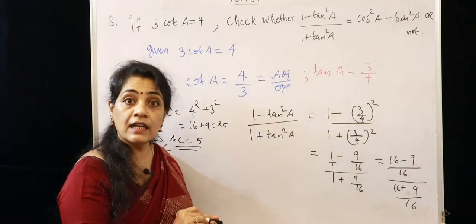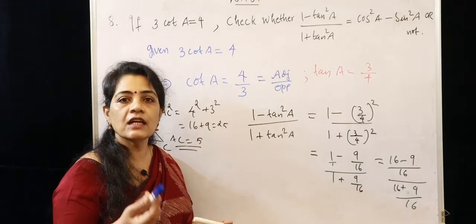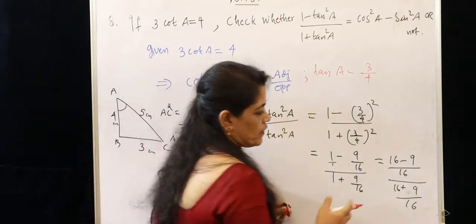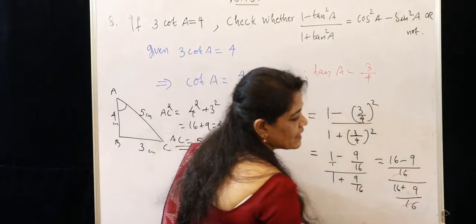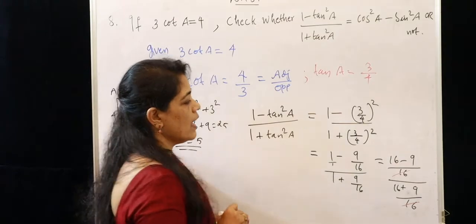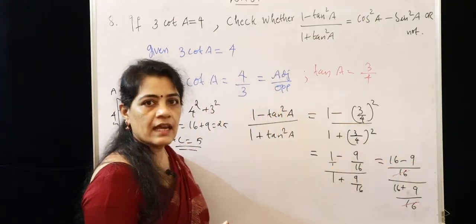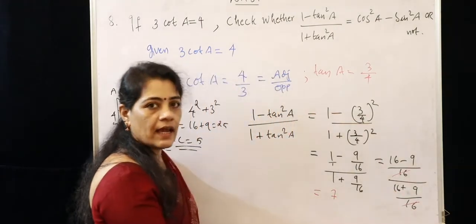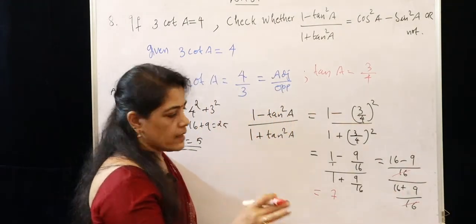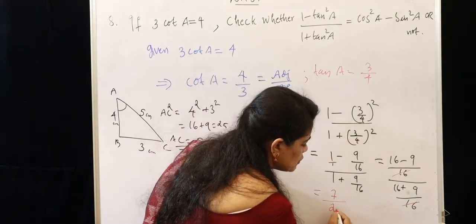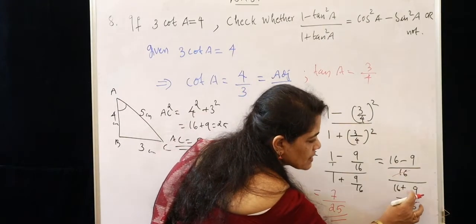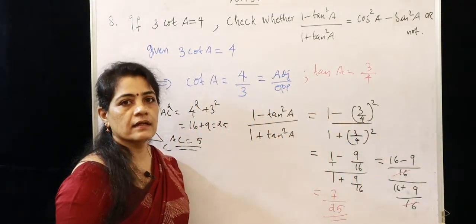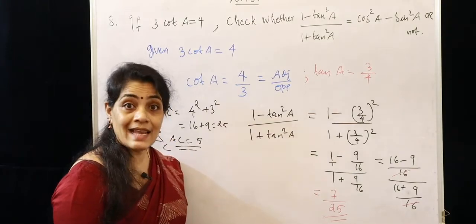As I told you, if the denominator is a fraction, take the reciprocal and multiply it with the numerator fraction. So that means the 16 gets cancelled. So you will have 16 minus 9, which is 7, and 16 plus 9, that is 25, divided. By taking the reciprocal, the 16 gets cancelled. I hope this step is clear. So this is the LHS part.